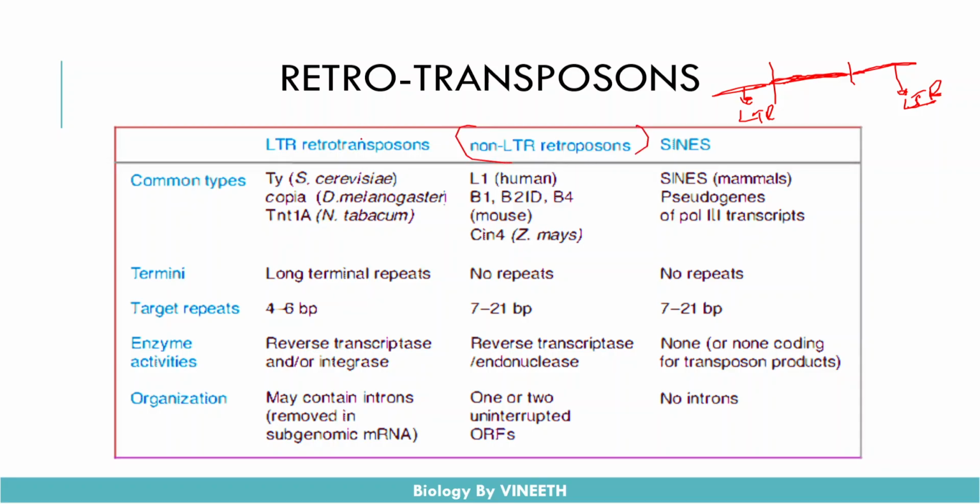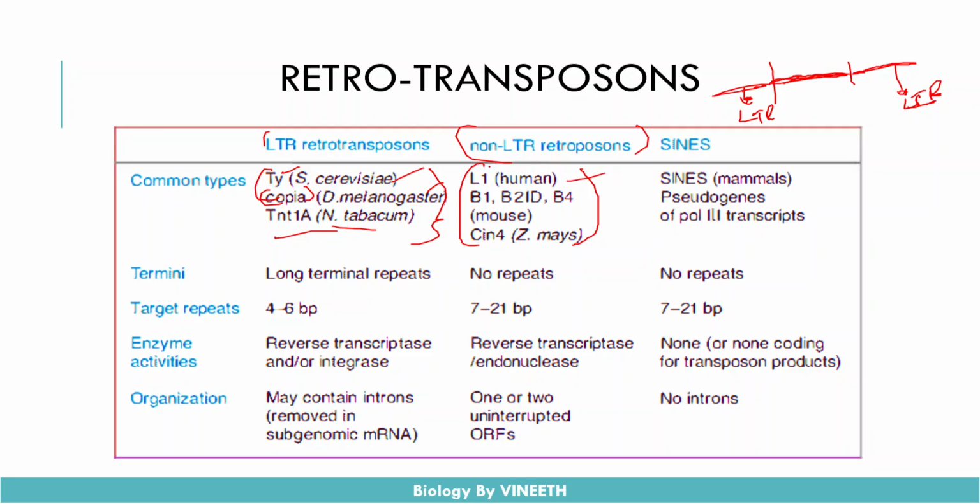For LTR retrotransposons, we have the Ty element in yeast. Saccharomyces cerevisiae contains the transposable element Ty, which is an LTR retrotransposon, and the copia elements in Drosophila melanogaster, which are responsible for the apricot color, and Tnt1, an LTR retrotransposon in N. tabacum. So these species contain LTR transposons. The non-LTR transposons are also regarded as retrotransposons, which don't contain any long terminal repeats. These are present as the L1 sequences in humans.